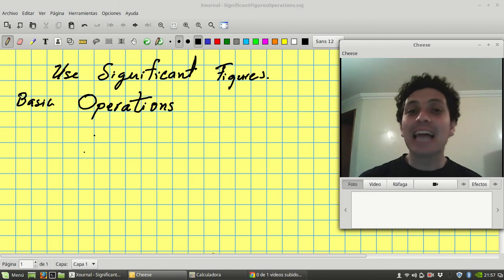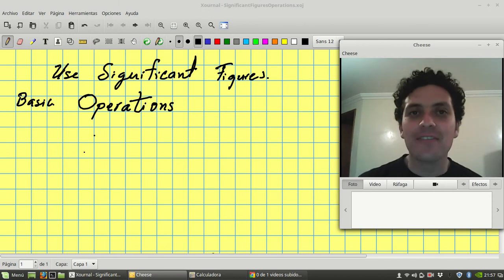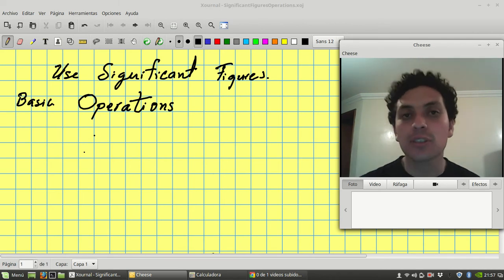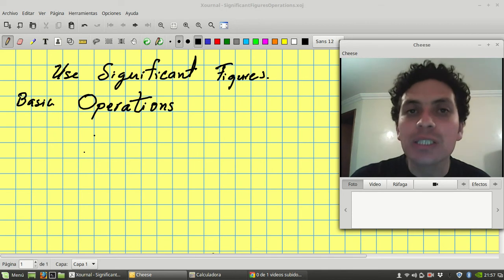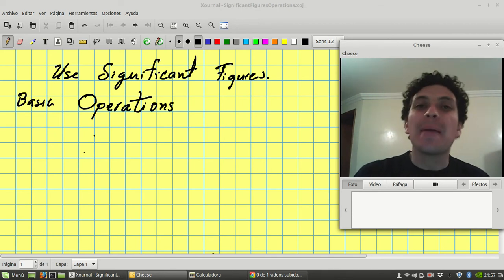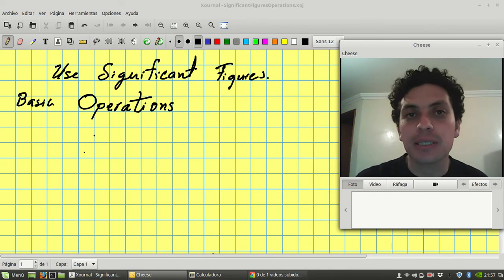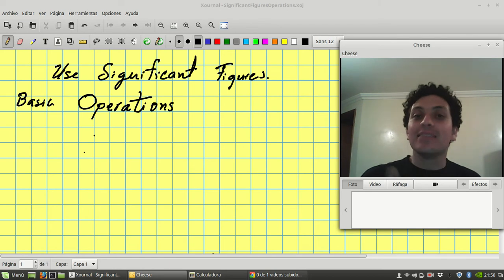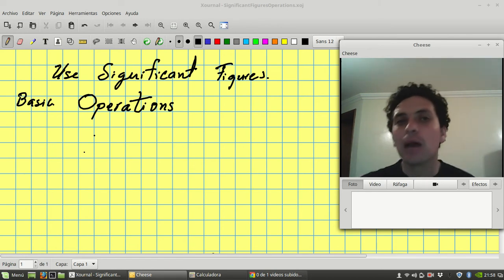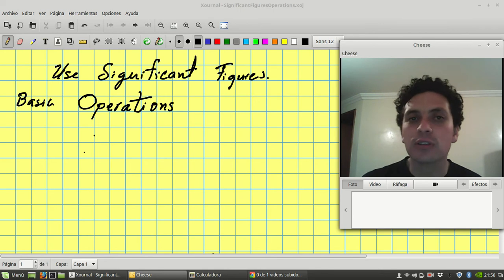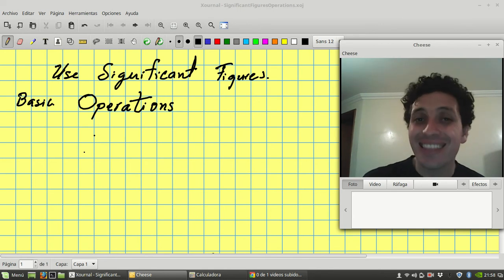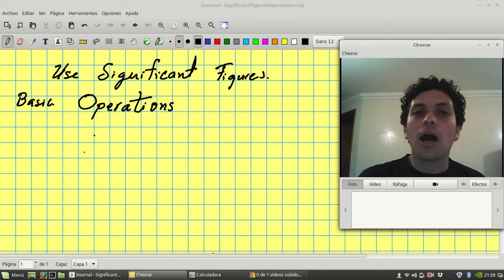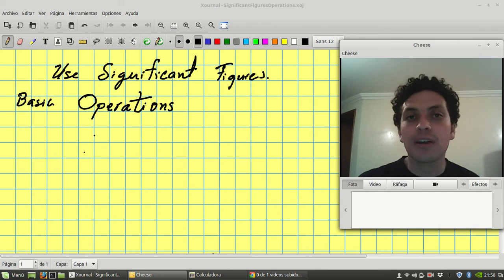Something that I really like from physics is the fact that in the computing, in the calculations, in the numbers you put, you're always taking into account the precision of the measurement. This is why we use significant figures in physics. There's a video before in which I explain how to determine the number of significant figures of some number. In this case, we're going to talk about when we operate these numbers with significant figures, what do we have to do to give the answer?